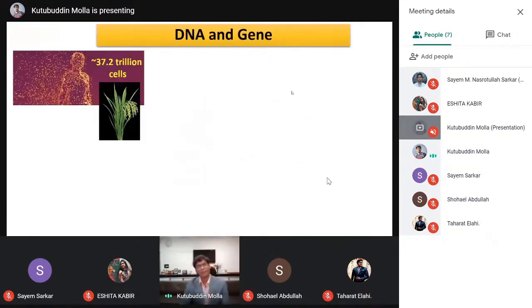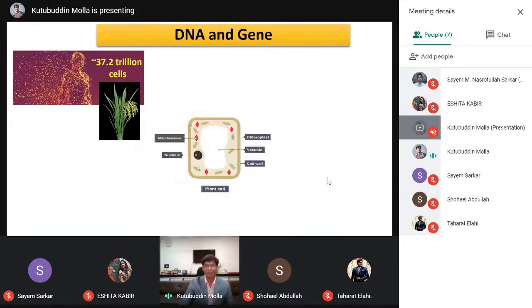In all my presentations, I always start with these introductory slides to refresh the concepts of cells, DNA, chromosomes, and what a gene is. The human body is nothing but around 37 trillion cells, and higher eukaryotic plants like the rice plant here are also made up of trillions of cells. So here is an example of a plant cell. This cell has a nucleus. All of you know that the nucleus is called the head of the cell.